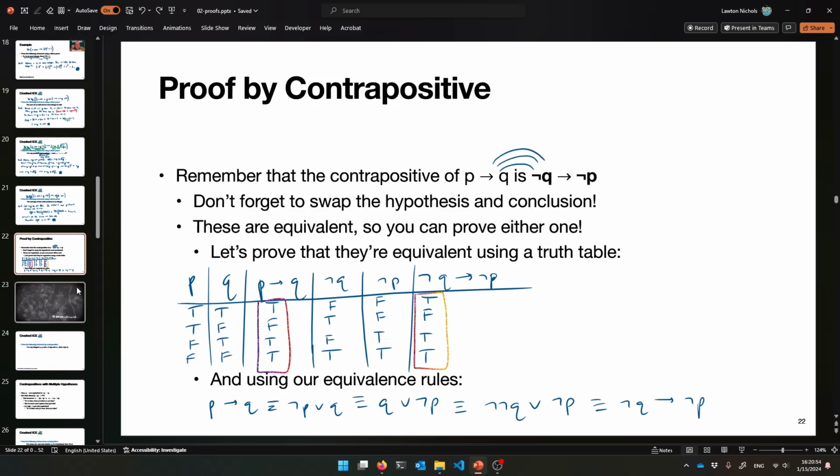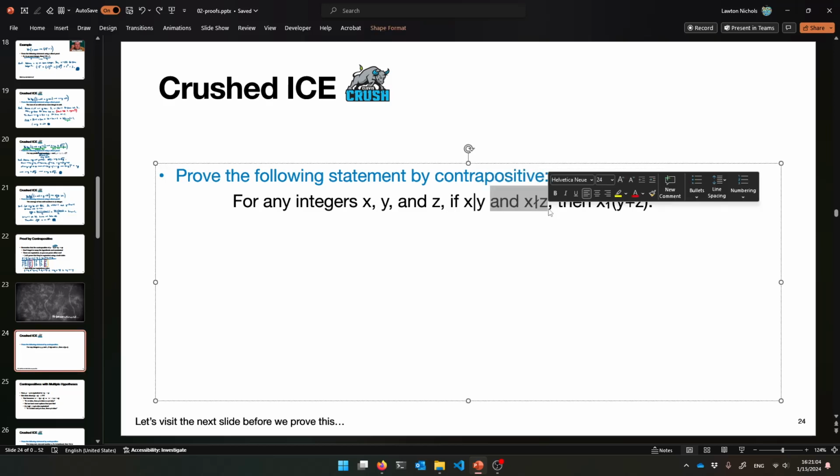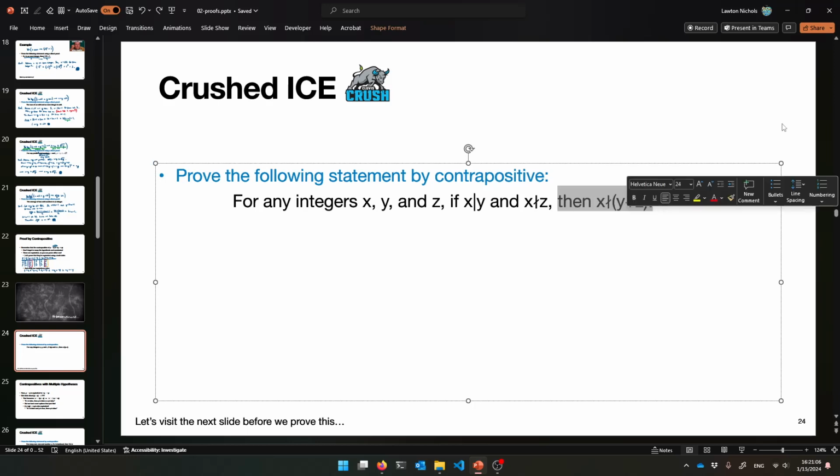All right, so that's a proof by contrapositive, and here I want you to try this. Let's prove the following statement by contrapositive. For any integers x, y, and z, if x divides y and x does not divide z, then x must not divide y plus z.